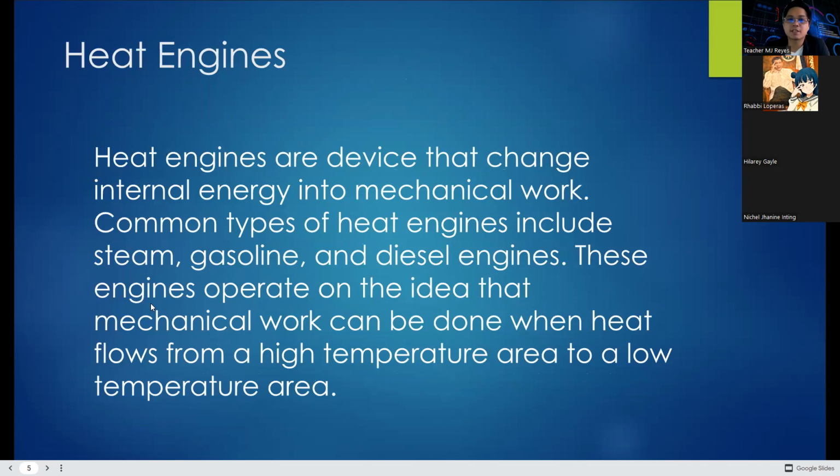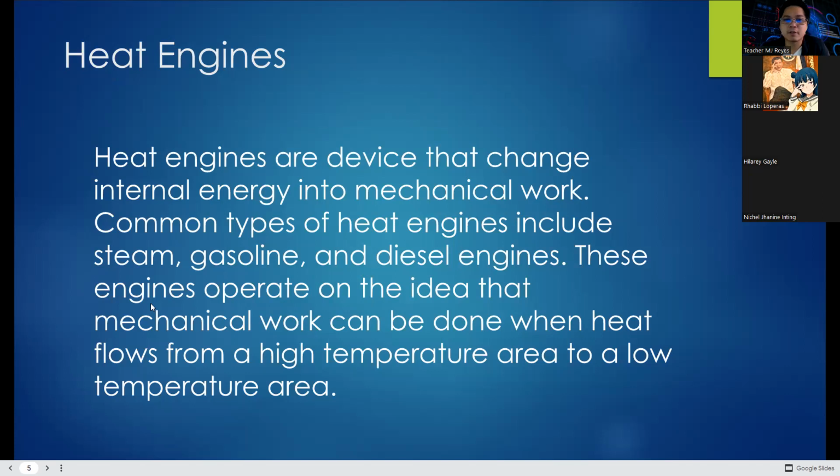Heat engines are devices that change internal energy into mechanical work. Common types of heat engines include steam, gasoline, and diesel engines. Are they heat engines? Yes, they need heat to perform their job, to work. Without heat, they cannot actually work. This is the reason why some engines need to warm up.